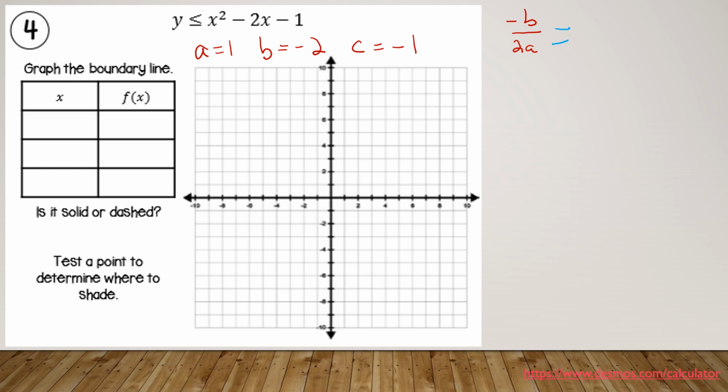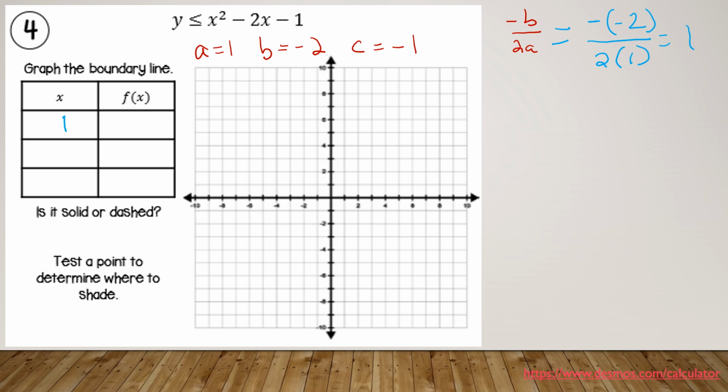Using negative b over 2a, we have the negative, and then b is negative 2, and a is 1. And so if we clean that up, that's going to give us a value of 1. So there is the x value of our vertex. To find our y value, we plug it back into the function.